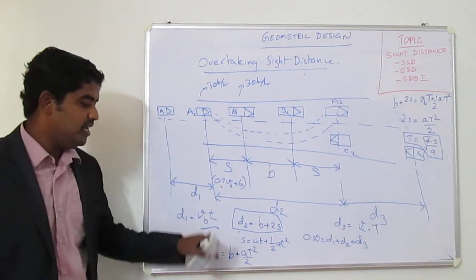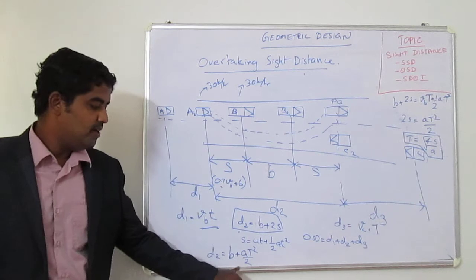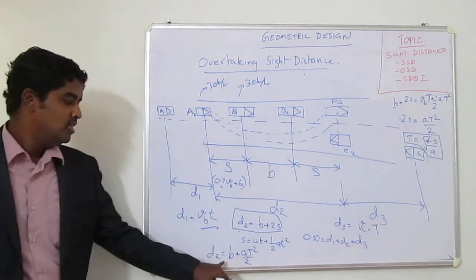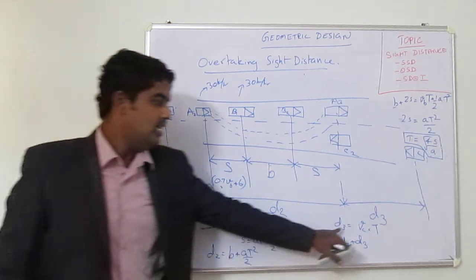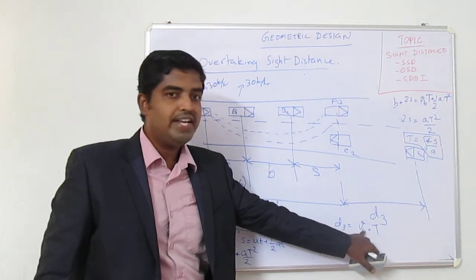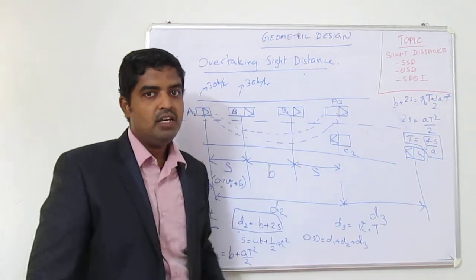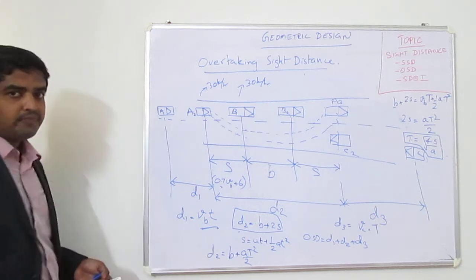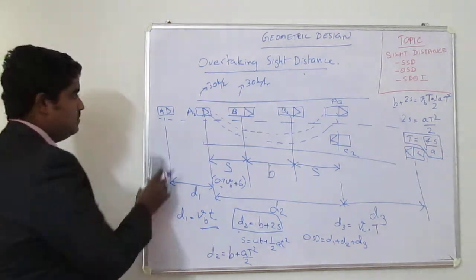So d1 VBT plus b plus a t square by 2. If you want to find t, you can use this formula, substitute here, then you can get the value of t, that you can substitute it here. Then d3 equal to Vc into t. This Vc, if you know, that no problem. If you do not know, you can take it as the design speed of the particular highway or particular road, right? So this is the overtaking side distance.